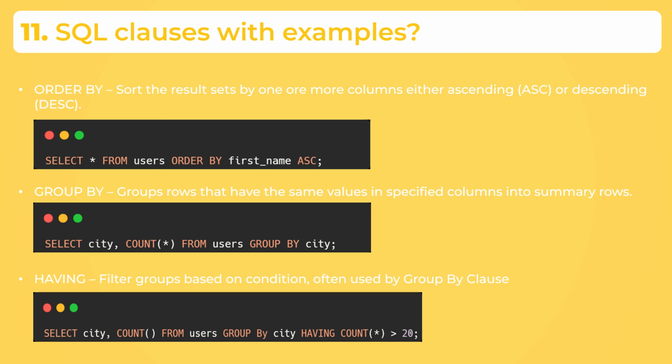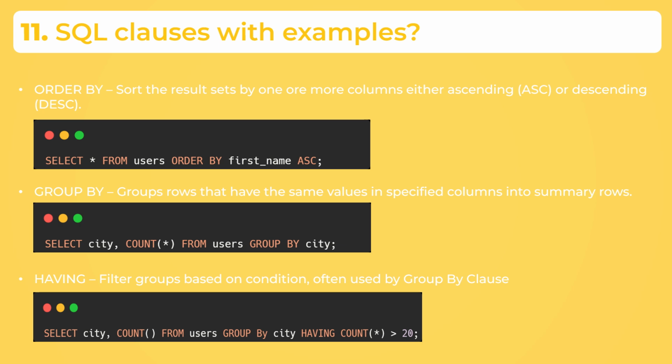Next one is order by. It sorts the result set by one or more columns, in either ascending or descending order. Take the example: select * from users order by first_name asc. This will return all the data from the users table and apply the order on the first name column, and it returns the result in ascending order.